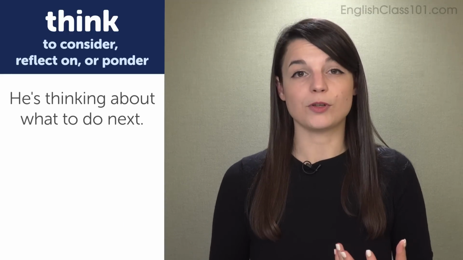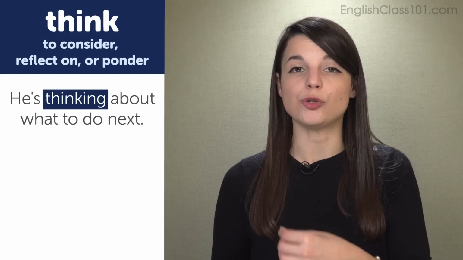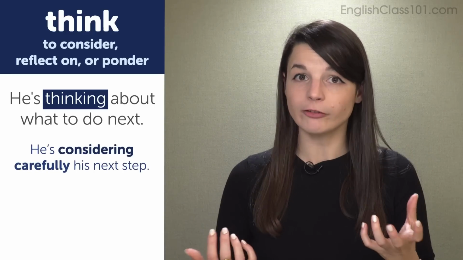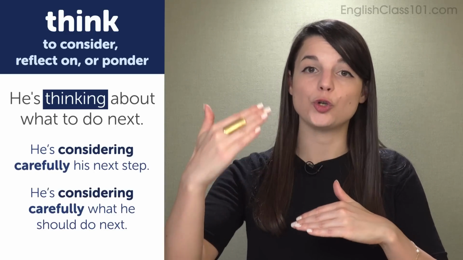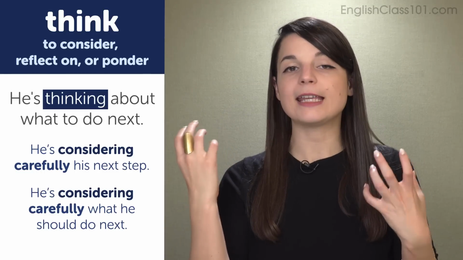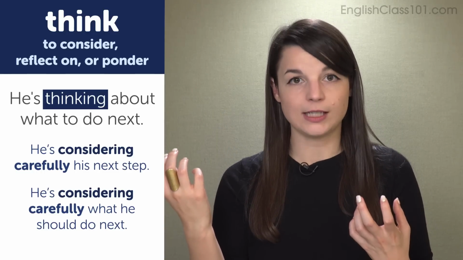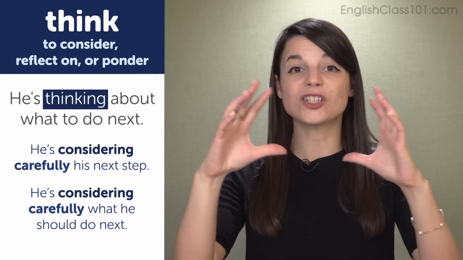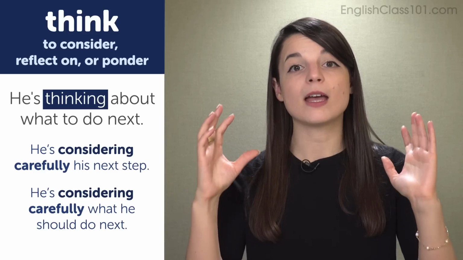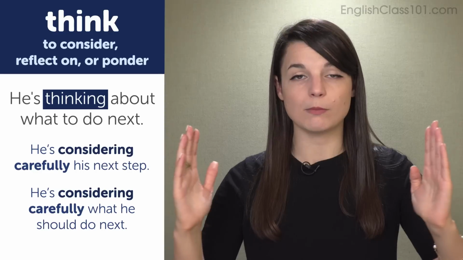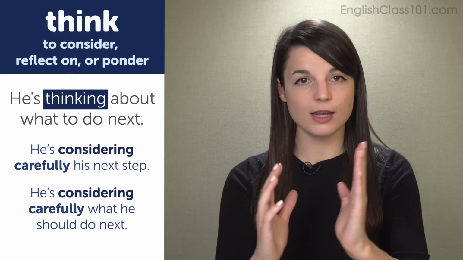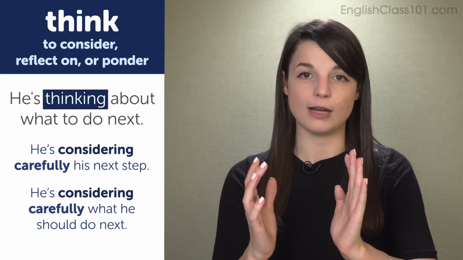In the second example sentence, he's thinking about what to do next means he's considering carefully his next step. He's considering carefully what he should do next. So thinking is used in the progressive tense here to show that he is currently, at this time, considering something carefully. But to consider carefully, we can make shorter and use the verb thinking. He's thinking about what to do next.